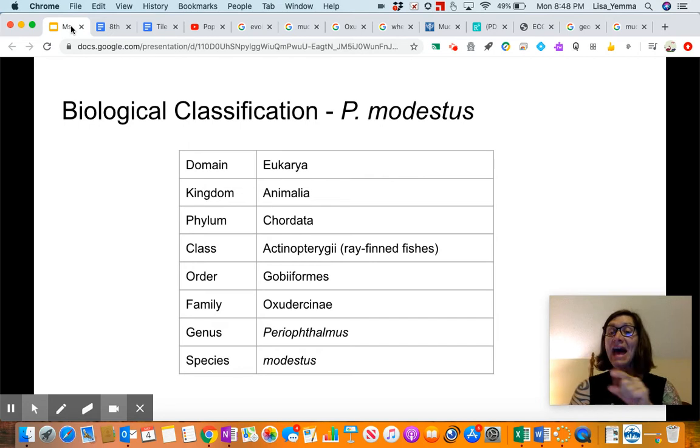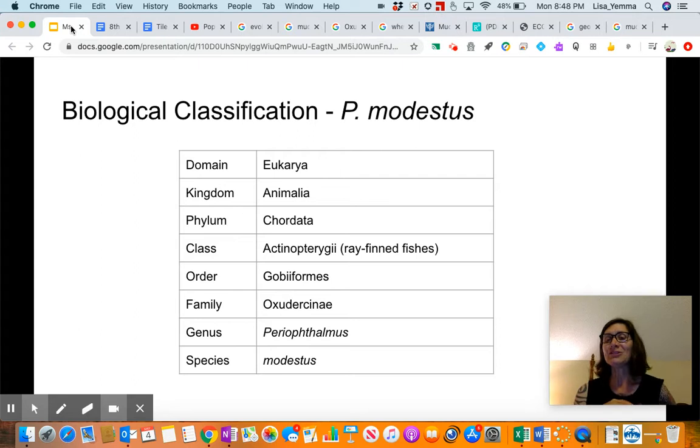And that actually translates in English to ray-finned fishes. And so my class of organisms, of all chordates, there's really five classes: mammals, reptiles, amphibians, birds, and fish. But within that category of fish, we have some narrower choices, like the sharks are a different category than the ray-finned fishes. And the ray-finned fish is a category of fish that my mud skipper actually belongs in.